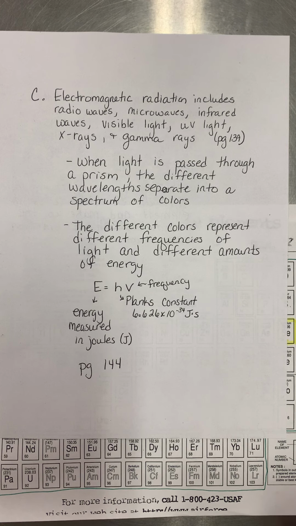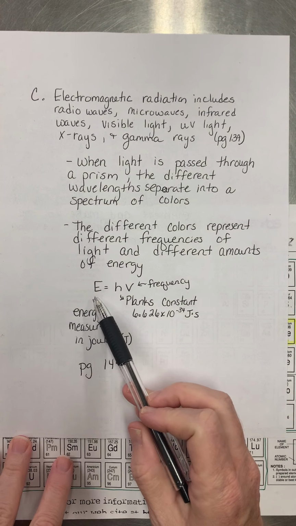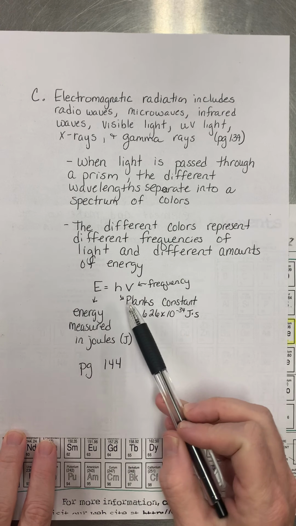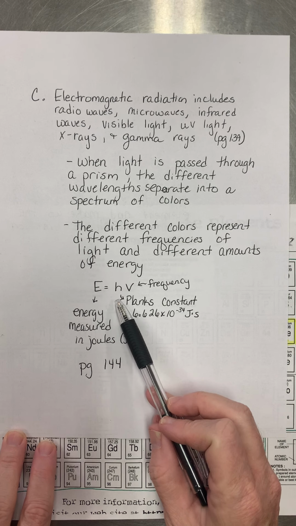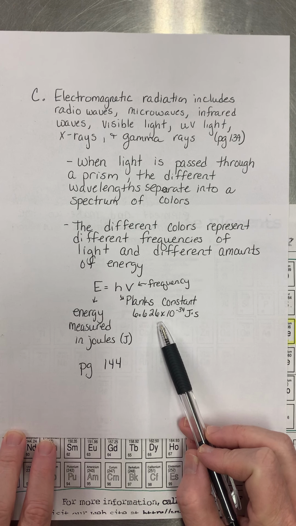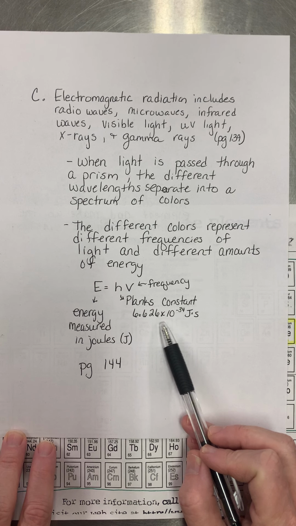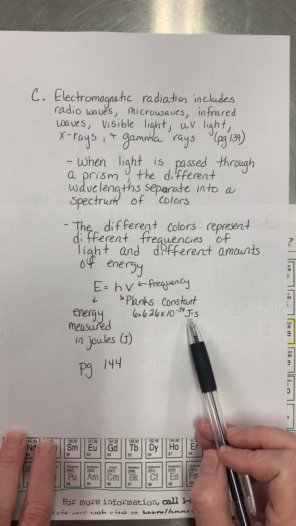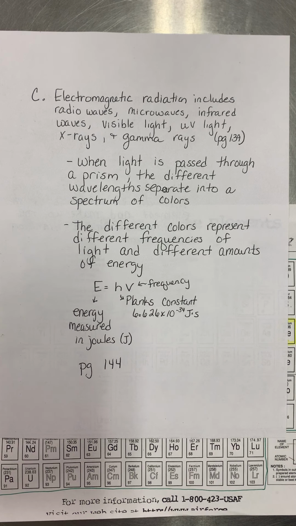So here is the equation that we use to calculate energy when we have frequency. H is what we call Planck's constant. It's 6.626 times 10 to the negative 34th joules times seconds. That's the label for it. Energy would be measured in joules. Now, if you look on page 144 in your textbook, we can go through an example.